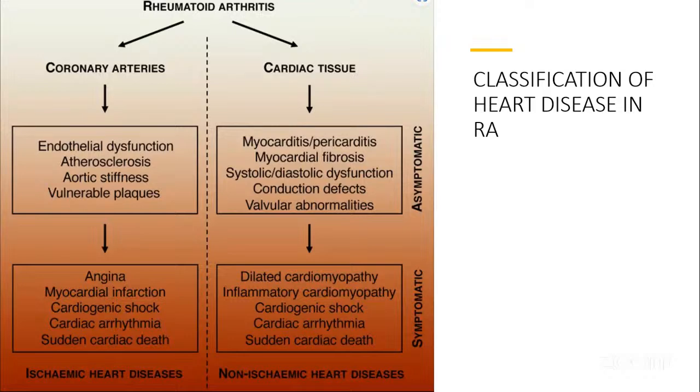So when we're looking at rheumatoid arthritis and the heart disease in them, we can classify them largely into 2 groups. We have the ischemic and the non-ischemic. The ischemic has to do with affectation of the coronary arteries, because what we find in them is what we call a premature and accelerated atherosclerosis. We'll discuss this one shortly. So there is endothelial dysfunction, atherosclerosis, and development of a vulnerable plaque, which down the line leads to myocardial infarction, leads to heart failure, cardiogenic shock, and the likes.